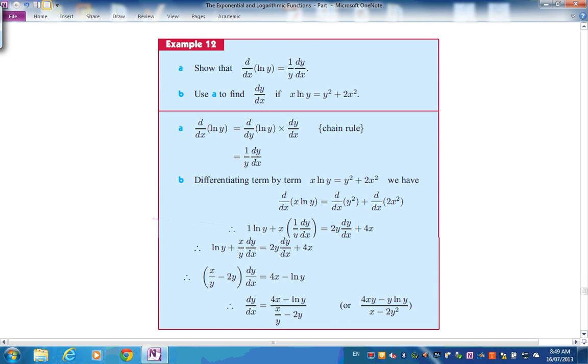Okay, so here we have some show that's. Again, what are we doing? Going through the same process as we did before. Can you differentiate anything with log in it? Okay, so show that the derivative of ln y is that. So let's do it. Derivative of ln y is a derivative of ln y times dy by dx. That's a chain rule. Alright, so do the derivative of ln y, that's 1 on y. Then you must multiply by the derivative of y with respect to x.